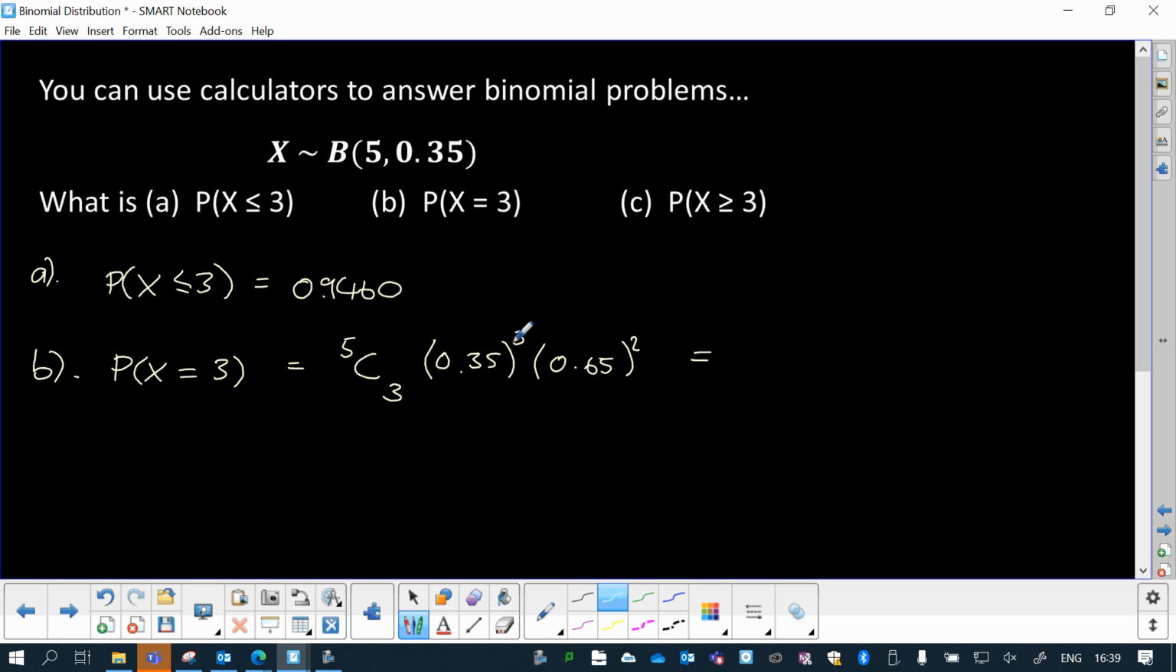We'd work that out. So you have to go back to the calculator menu for this, but we've got 5C3 times 0.35 to the power of 3 times 0.65 squared, 0.1811. Everybody agree? Did I do it right? Nobody? 0.1811? Yeah. Cool.